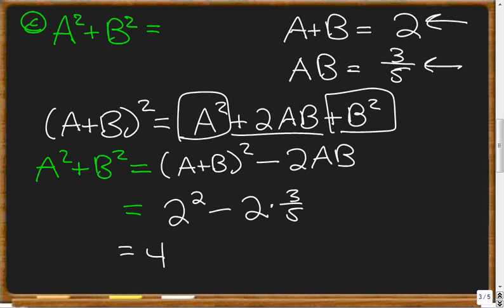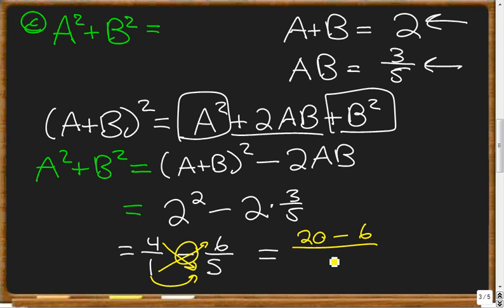To simplify this, we get 4 minus 6 over 5, which, if you want to think of this as 4 over 1, we can use our little standard algorithm here, where we multiply down. So 4 times 5 is 20. We subtract 1 times 6, which is 6, over 1 times 5, which is 5. So we end up with 14/5.